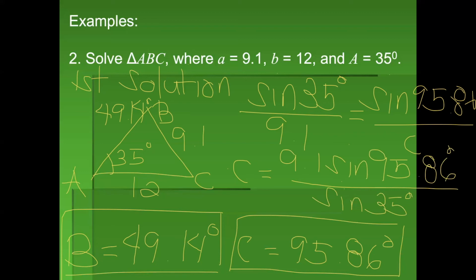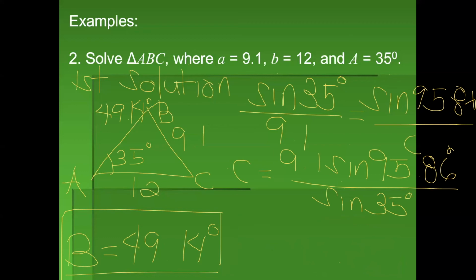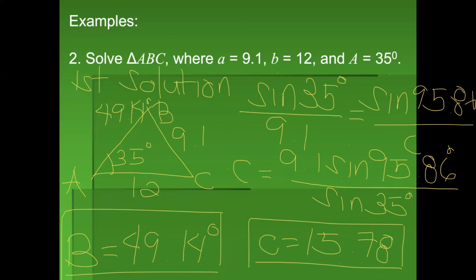Solving for that value, we can say that side C is 15.78. So in that case, we already solved for the first triangle. We already solved for all the remaining angles and sides.